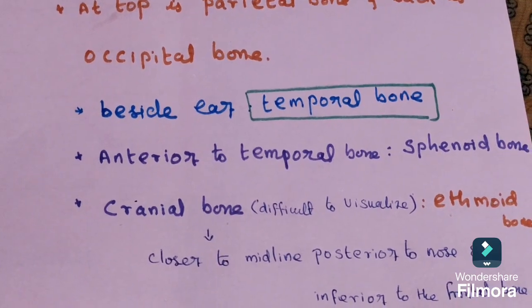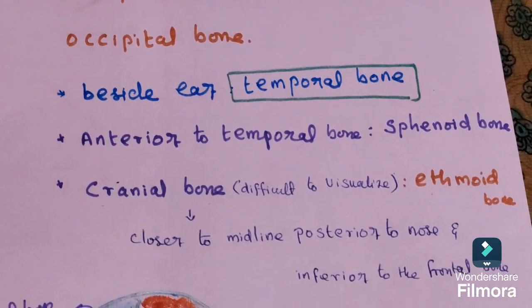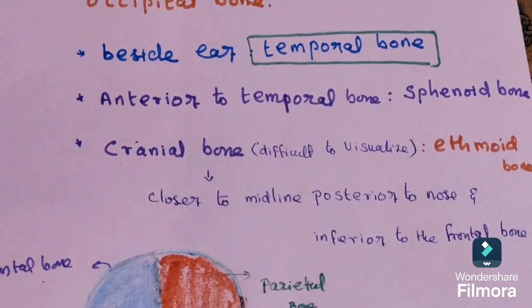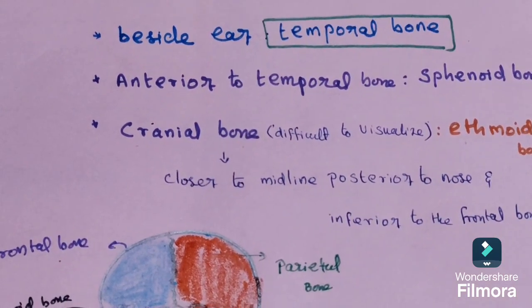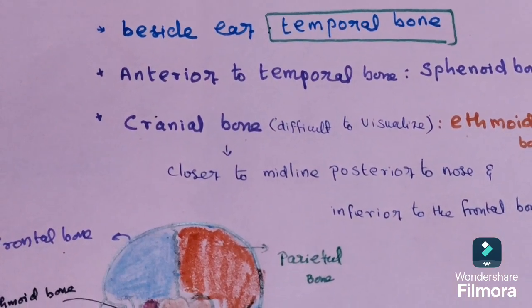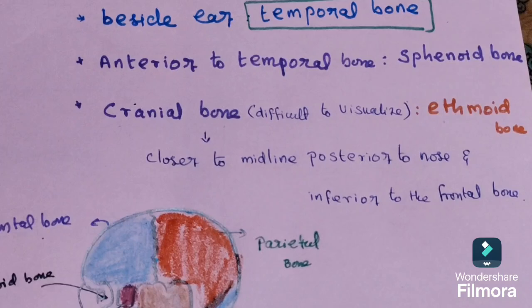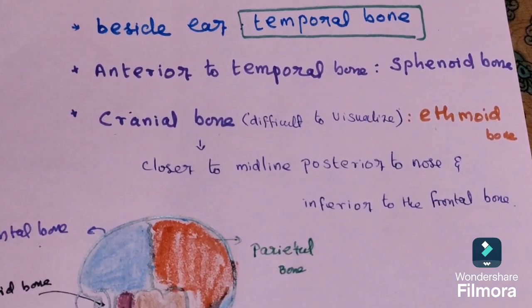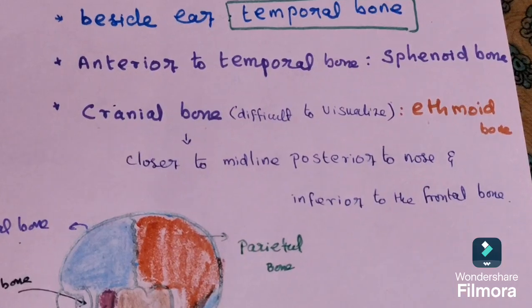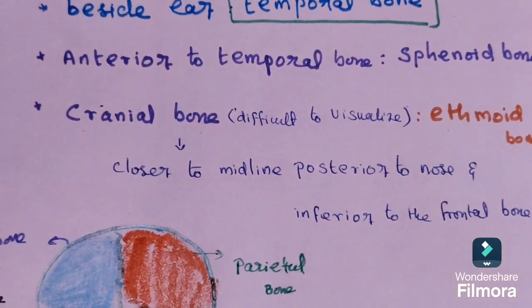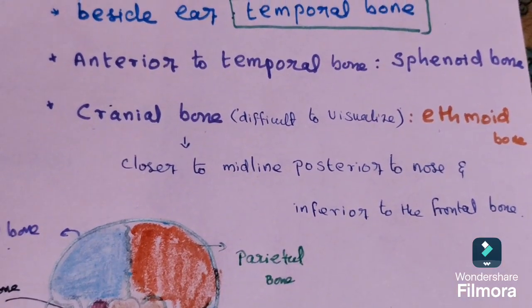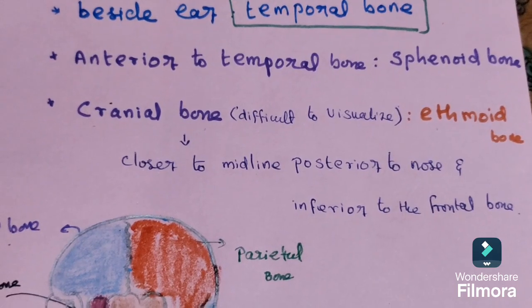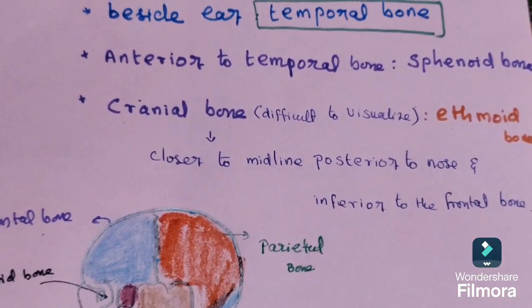Anterior to the temporal bone is the sphenoid bone, and the final cranial bone, which is a bit more difficult to visualize, is the ethmoid bone, which is closer to the midline, posterior to the nose and inferior to the frontal bone.